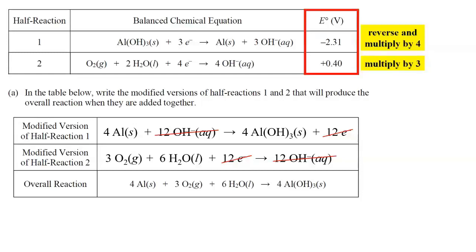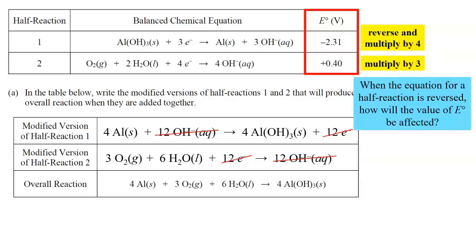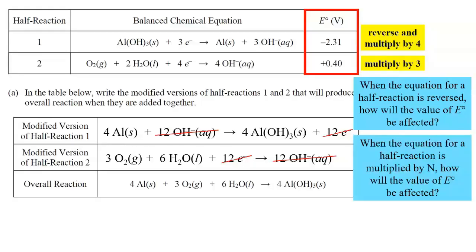And considering the fact that each of these half reactions has been modified in some way, 2 important questions for us to consider right now are the following. First, when the equation for a half reaction is reversed, how will the value of the cell potential be affected? And second, when the equation for a half reaction is multiplied by a constant n, how will the value of the cell potential be affected?